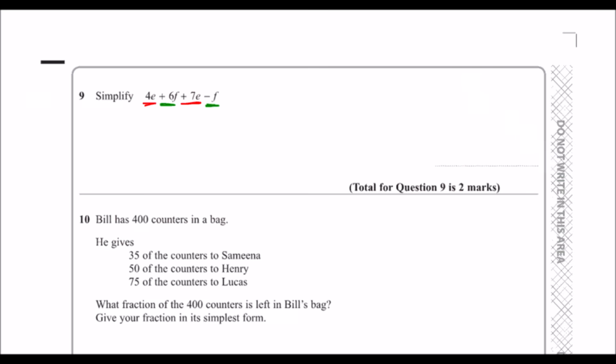So for our e's, we've got 4e plus 7e. 4 of something plus 7 of something makes 11 of something. So we've got 11 e's. And for our f's, we've got 6 f's take away 1 f. 6 of something take away 1 of something is 5 of something. So we've got 11 e's plus 5 f's.